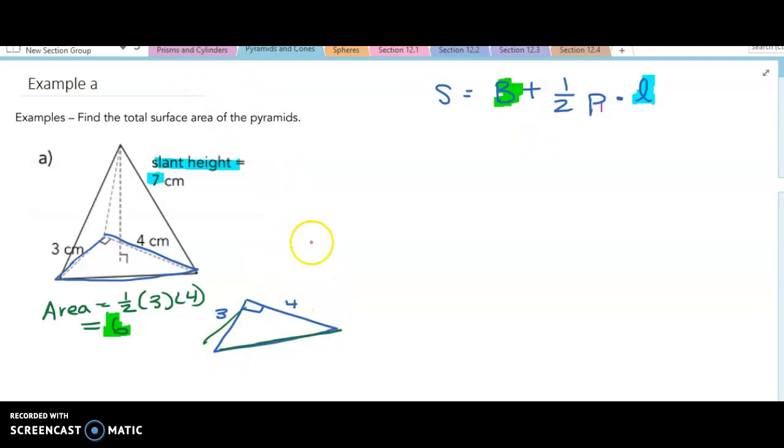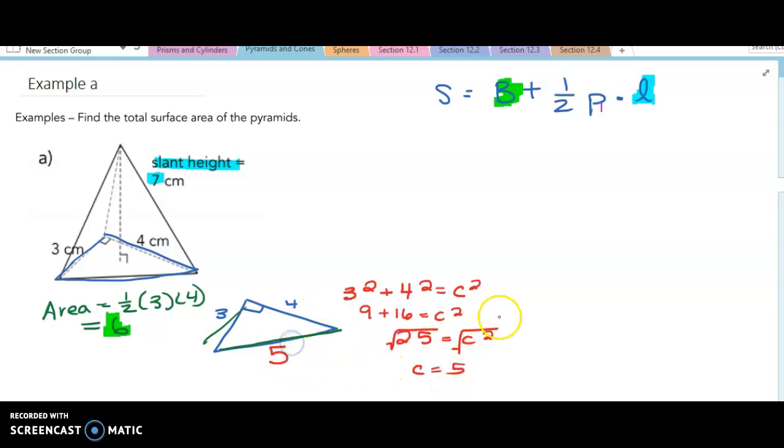Okay, well notice this is a right triangle, so I can just use Pythagorean theorem. 3 squared plus 4 squared equals, I don't know, hypotenuse squared. So 9 plus 16 equals c squared. 25 equals c squared. To undo a square, you square root it. So my c is 5. So my perimeter is 3 plus 4 plus 5, which is what, 12? Okay, so my perimeter is 12.